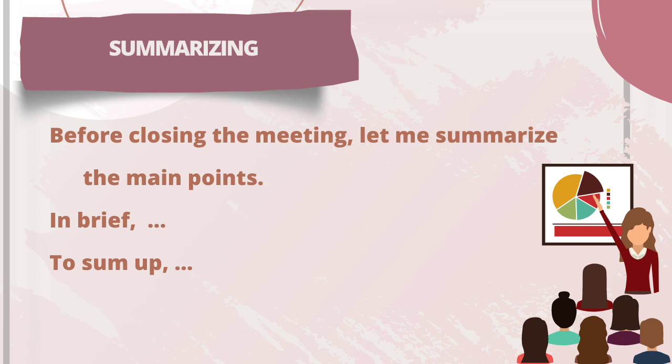The next is summarizing. The examples for summarizing before ending the meeting are like, before closing the meeting, let me summarize the main points. And then you mention the first point, the second point, the third point, or the decisions of the meeting. The next example is, in brief, and then you mention the summary of the meeting. The next one, to sum up. To sum up the meeting, I would like to mention several points. Point A, point B, and point C, and so on and so forth.